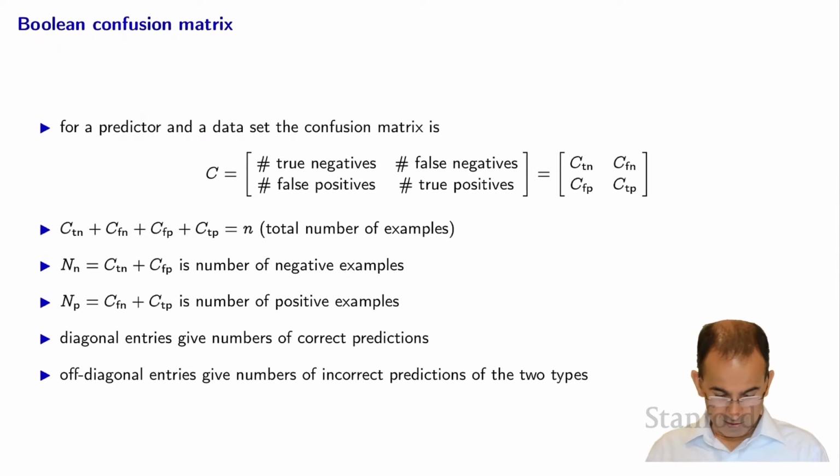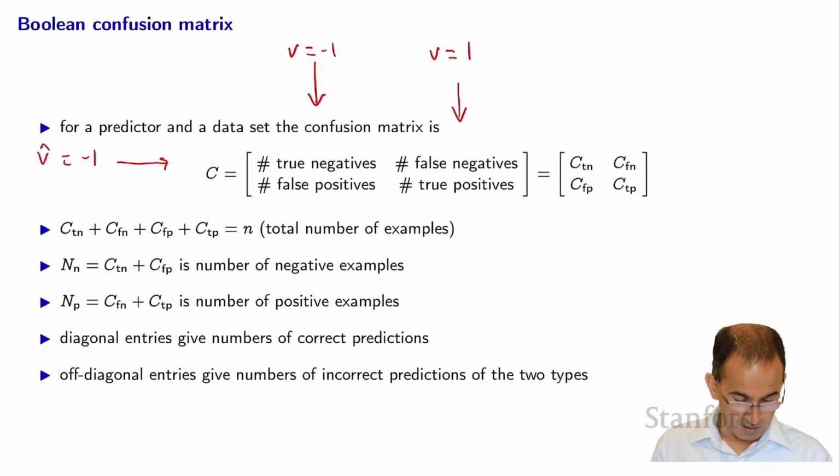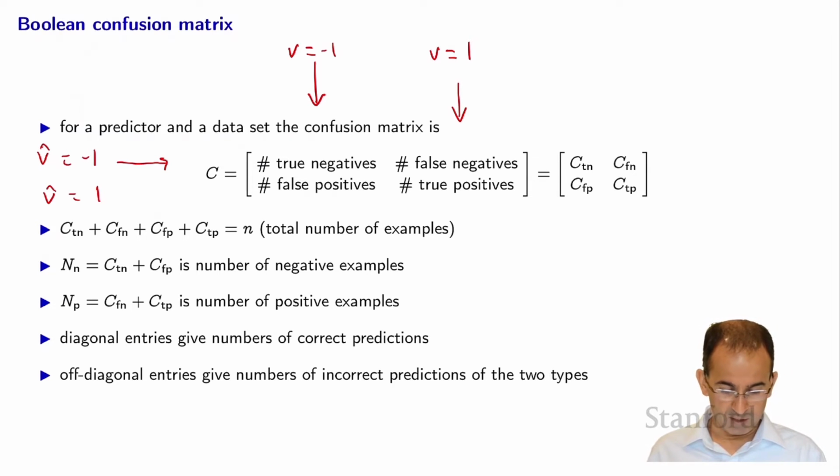And when we look at this, we should realize that the first column here corresponds to v equals -1, and the second one corresponds to v is equal to 1, and the first row corresponds to v hat is -1, and the second row corresponds to v hat is 1. So in the first row we pick v hat is -1. If we're in the first column also, then we've got a true negative. If we're in the second column, then we've got a false negative.